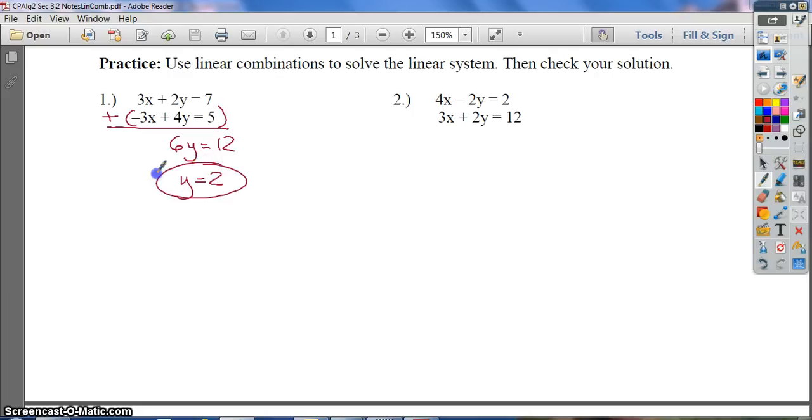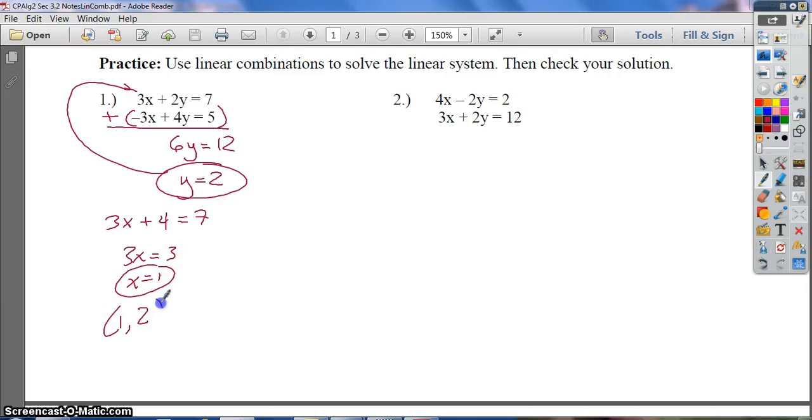Doesn't matter which one you put it in. I'm going to put it in the top one, so this will be 3x plus 4 equals 7, because 2 times 2 is 4. So 3x equals 3, x is 1. So our solution point is 1, 2. You can plug those back in to check your solution. I'll do it for this first one, but as I work through these problems, I'm not going to do it for the sake of conserving time.